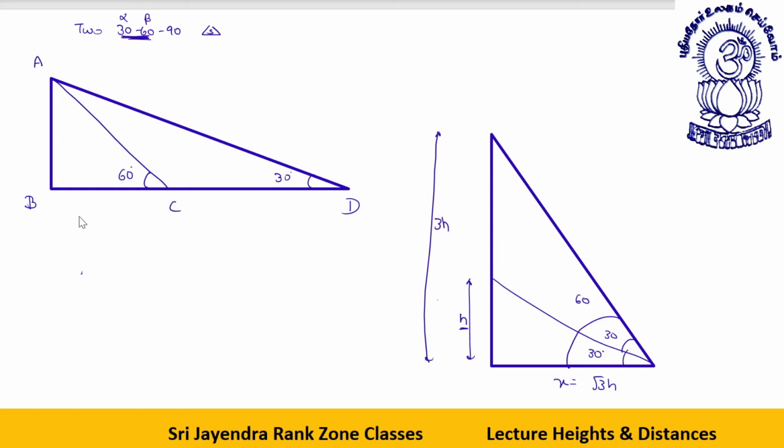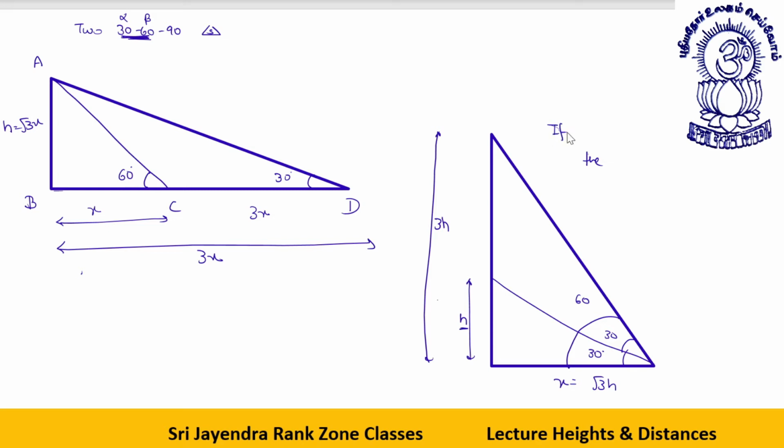Clear? Again, similar logic. Let's say this height is h. Suppose this is x, this is 3x, this is h. The smaller portion will be x, the larger portion will be triple x, and this portion will be under root of these two, that is root 3x. Clear?